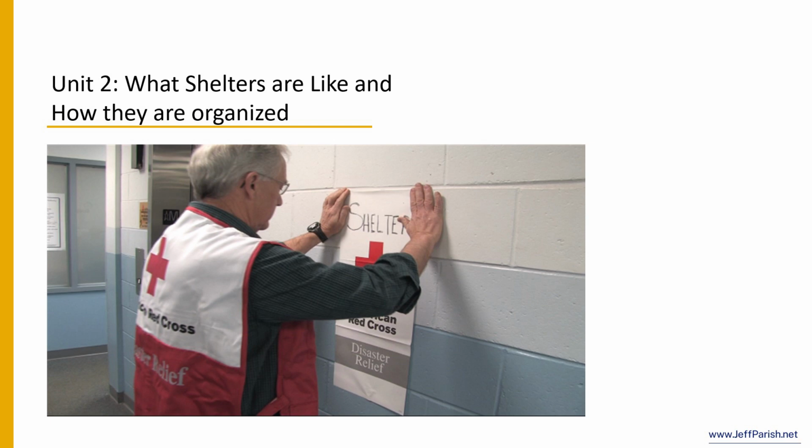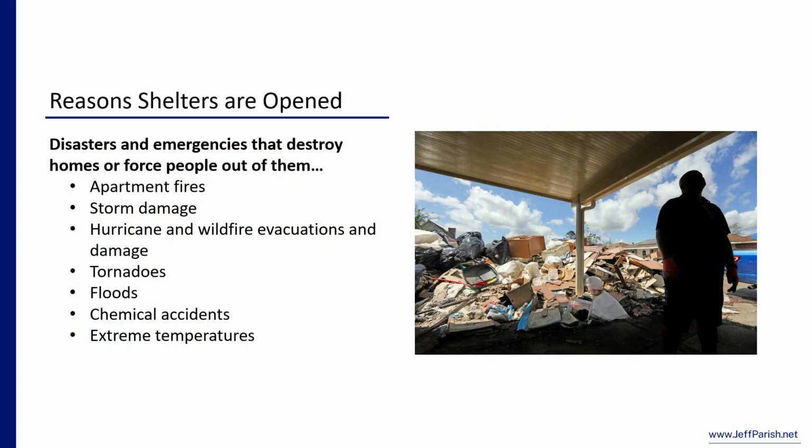So Unit 2, we're going to cover what shelters look like and how they are organized. There's a number of reasons that we would open an emergency shelter. This could be fires, storms, hurricanes, could be a tornado. It also could be short-term things, like a chemical accident where for a number of hours people can't be in their homes. Or it could be for extreme temperatures and people who may not have homes or have adequate heating or cooling.